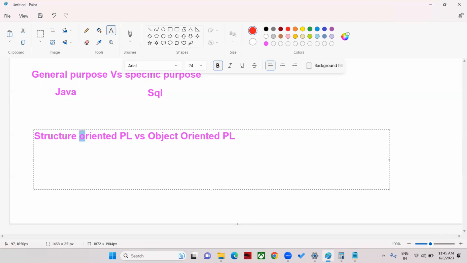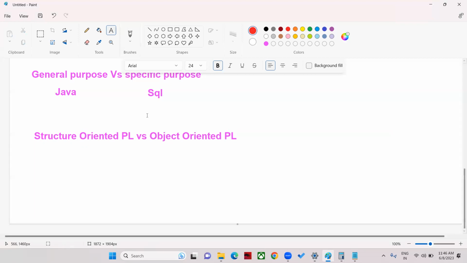Structure-oriented programming language versus object-oriented programming language. We have different types of programming languages, like unstructured, structured, object-oriented, and aspect-oriented programming languages, something like that. But we are not bothered about them. We basically go with these two major types of languages.